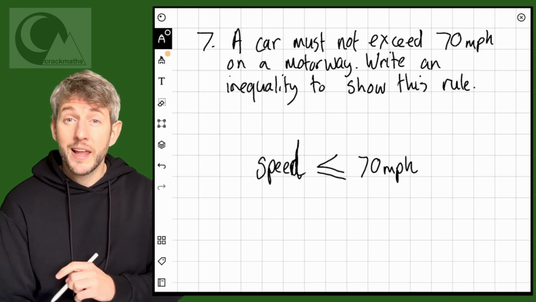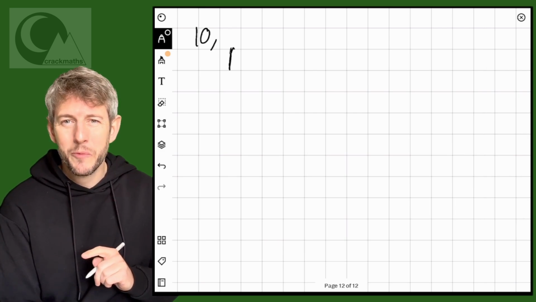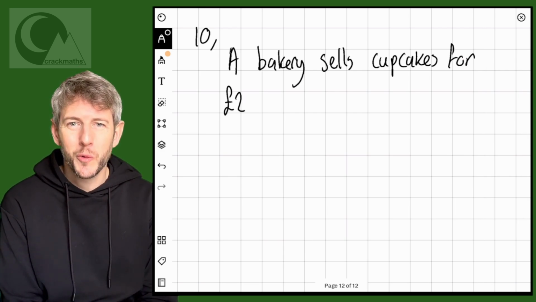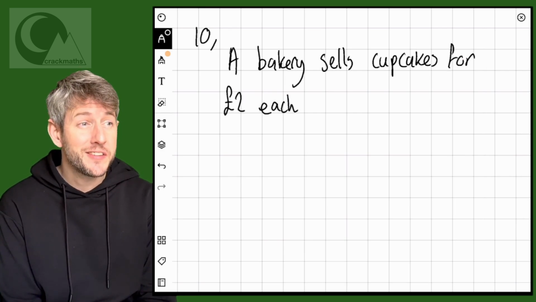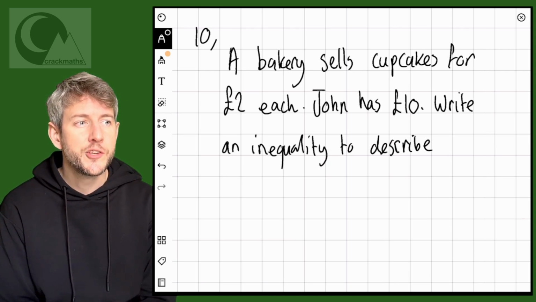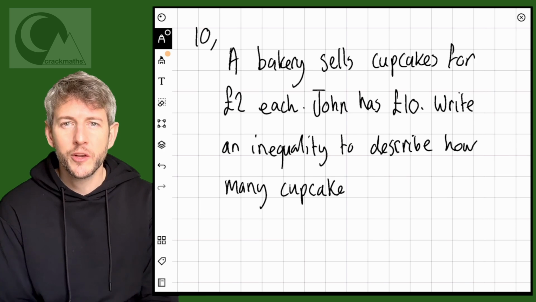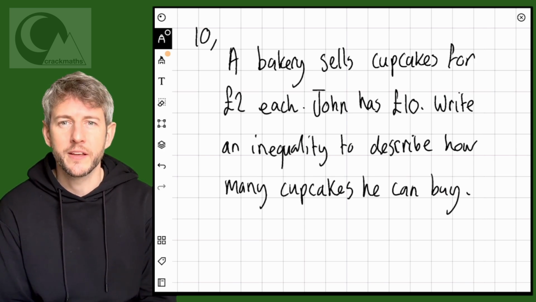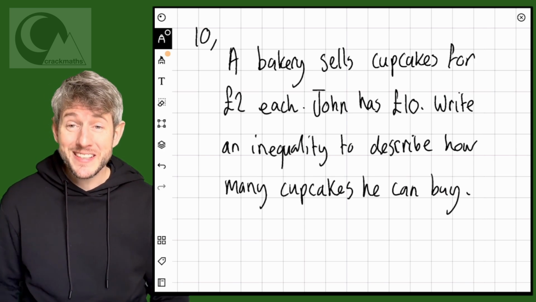Okay, right, let's have a look at question 10 and then we're going to finish. Okay, so here we go. We've got question 10. And question 10 says, a bakery sells cupcakes for £2 each. John has £10. Write an inequality to describe how many cupcakes he can buy. Okay, right, this is interesting.